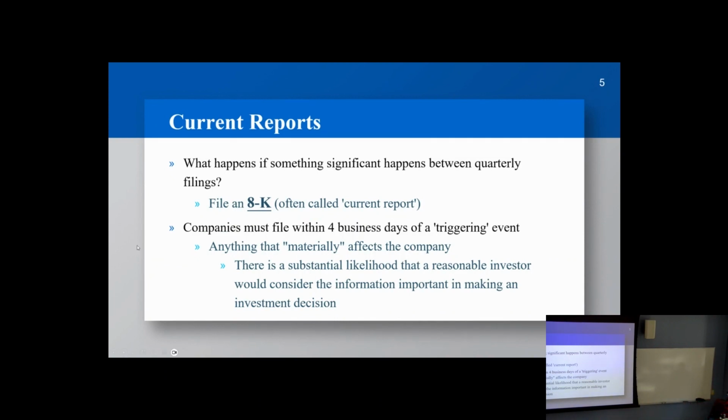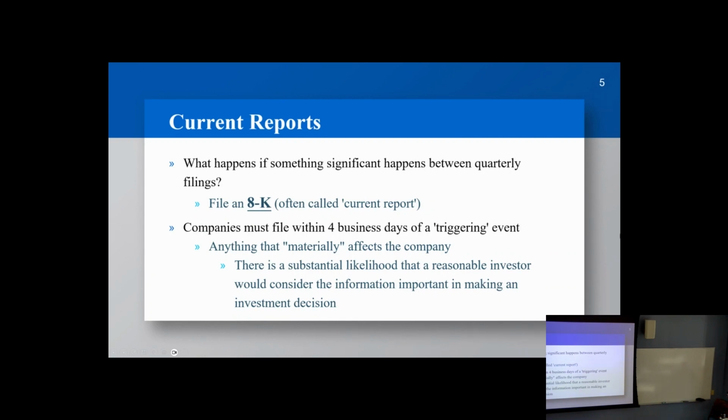Basically what's going on here is that in between the quarterly filings, if something significant happens to a company, they're required to report it to investors, right? If something is going to materially affect the company, right? And what does this mean? The SEC defines material affects a company as there's a substantial likelihood that a reasonable investor would consider this information important when they're making an investment decision.